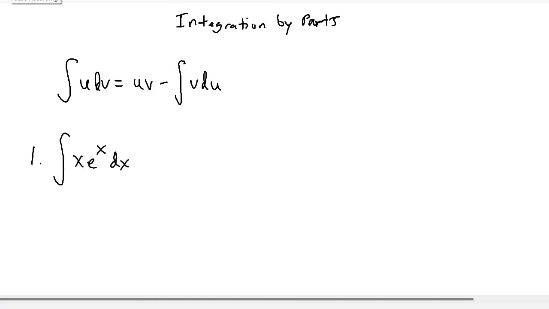So let's take a look at the integral of x times e to the x dx. In this case, I'm going to identify my u first, and since x is a polynomial, I'm going to use that for my u, which would make my dv equal to e to the x dx. So now I can find out what du equals. Du, or the derivative of x, is just 1 dx, and v is the integral of e to the x, which is obviously just e to the x.